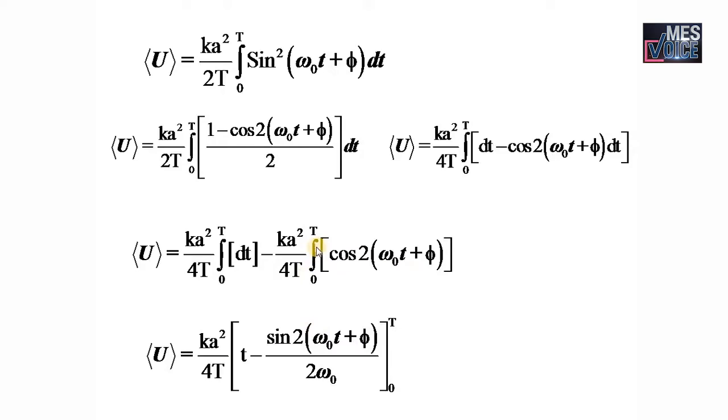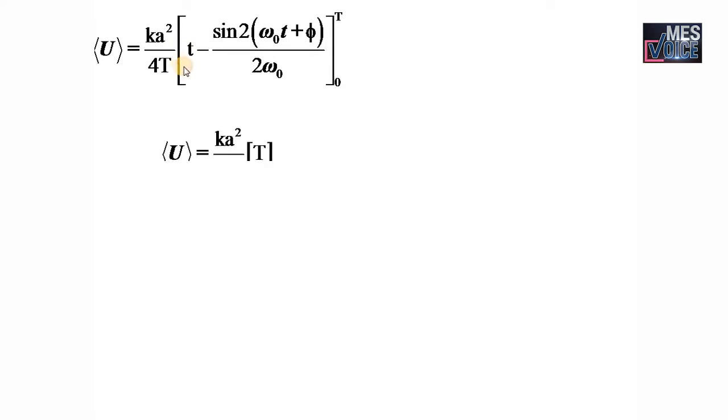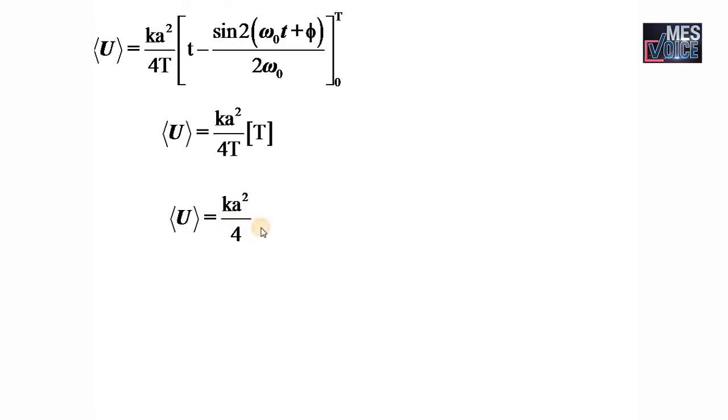Okay, the integral of any sinusoidal or cosinusoidal function over a complete period will give you 0. So what happens? We have only the first term remaining, that is k²/4T, and you can apply the limits on the small t, 0 to T. That will give you capital T. So T cancels. So what is left is the average value of potential energy of the oscillator, which is k²/4.